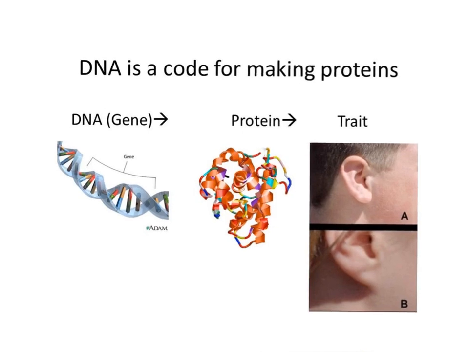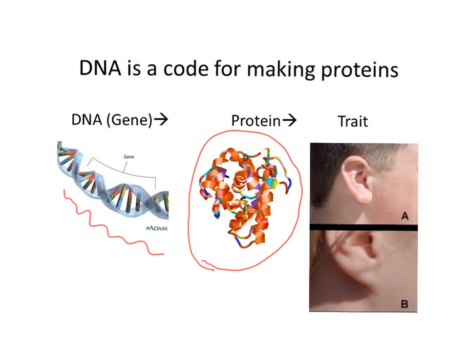DNA is the information that encodes the master code, and that master code has to ultimately get translated into something that's the functional component, and that's the protein, and the protein is what governs the trait. And here the trait is whether we have attached or free earlobe. So this is an attached earlobe in B, and this is a free earlobe in A. And those kind of traits are directly the result of the proteins that we express.